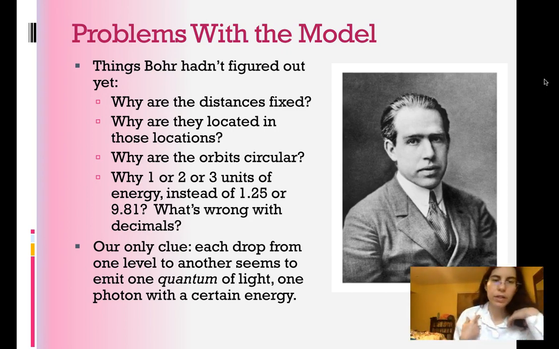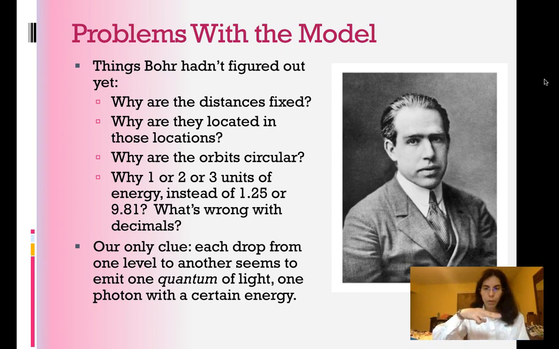Here's what Bohr wanted to know. Why are those distances fixed? He calculated very clearly that electrons were orbiting in certain locations and not others. What's so special about those locations? Why can't they be just anywhere they want? For that matter, the Bohr model describes electrons going around the nucleus like planets going around the sun. Why? Why circular? Especially when you go back to the 1500s and say, hey, Johannes Kepler pointed out even planets don't go around in circles, they go around in ellipses. What's so special about the circle?